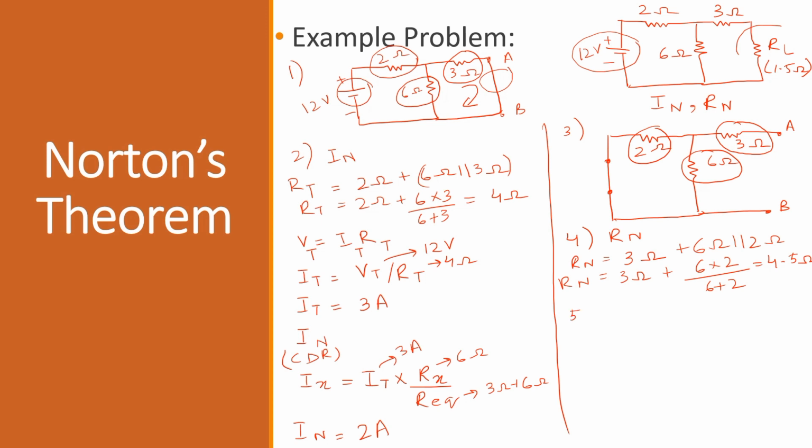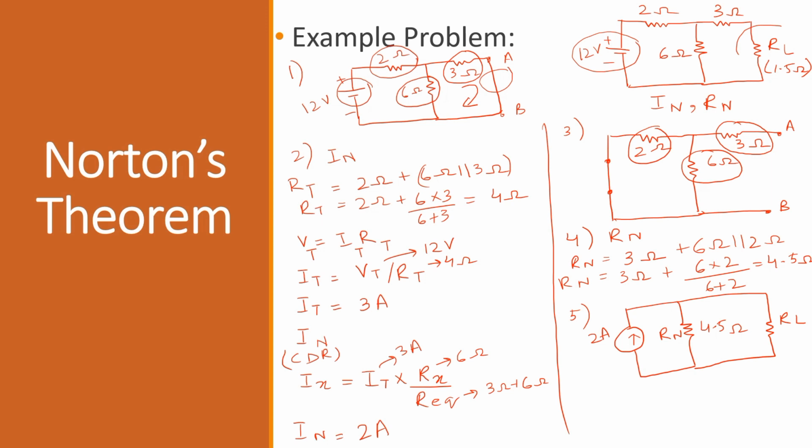Now, what will you do in the next step? In the next step, you will draw your Norton equivalent circuit. You will connect Rn in parallel with the current source and then reconnect the load resistance. So your Norton equivalent circuit will look like this. This is your current source of 2 amperes. You connect in parallel the Norton resistor of 4.5 ohms, and here you reconnect your load resistor RL.